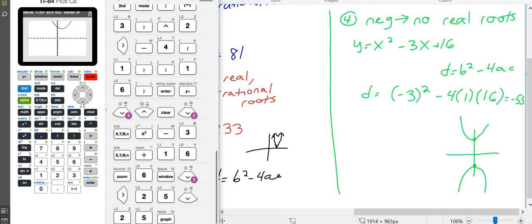And we see here that our parabola does not cross the x-axis. It keeps on going forever in the positive direction, keeps on going, but it's never going to go down again, so it will never cross the x-axis.